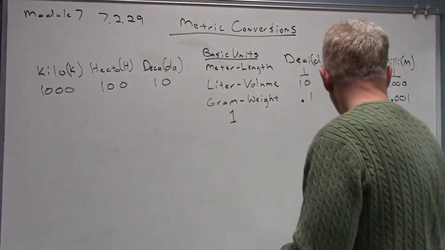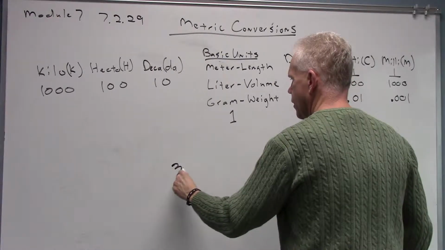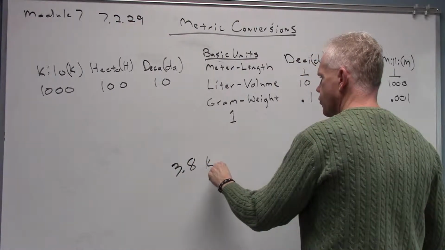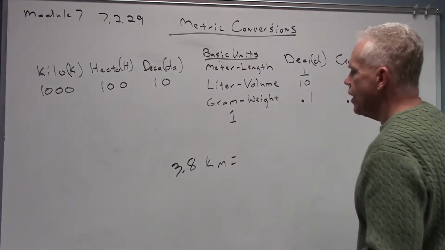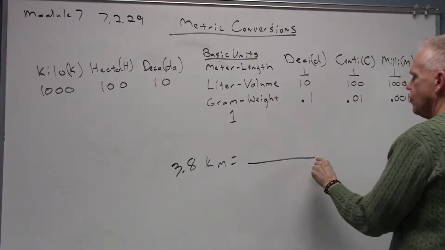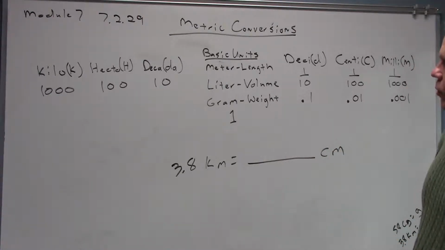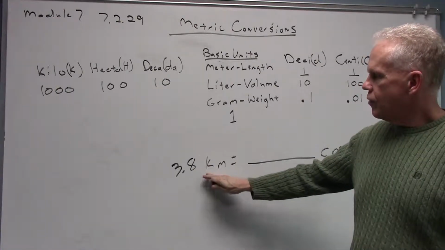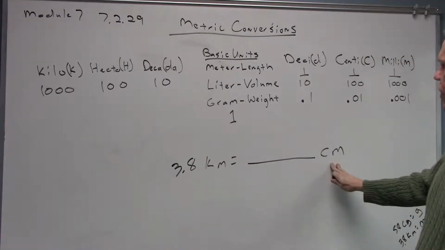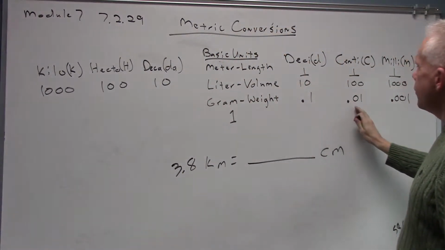All right, this example I want to take a look at 3.8 kilometers. That's where I'm going to start. And I want to change that over to centimeters. So I'm going from kilometers all the way over to centimeters. So I'm starting here, and I'm coming all the way over to here.